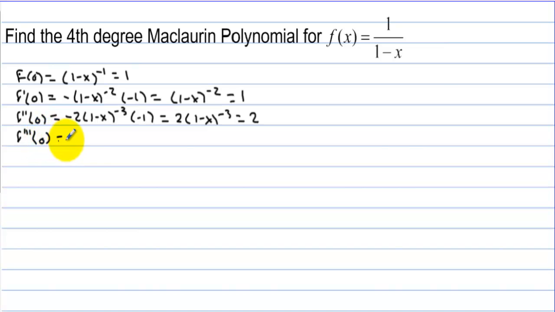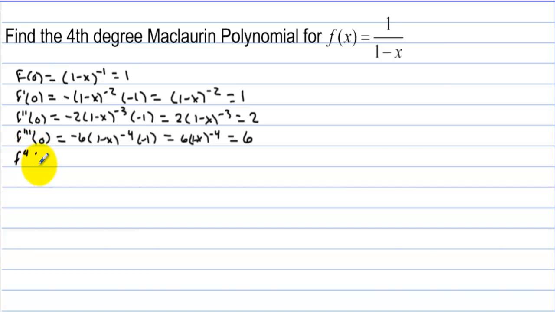The third derivative is, let's take this one over here, negative 6 times 1 minus x to the negative 4, and then times negative 1. There's your chain rule. And that's equal to 6 times 1 minus x to the negative 4. And when we plug 0 in, we get 6.